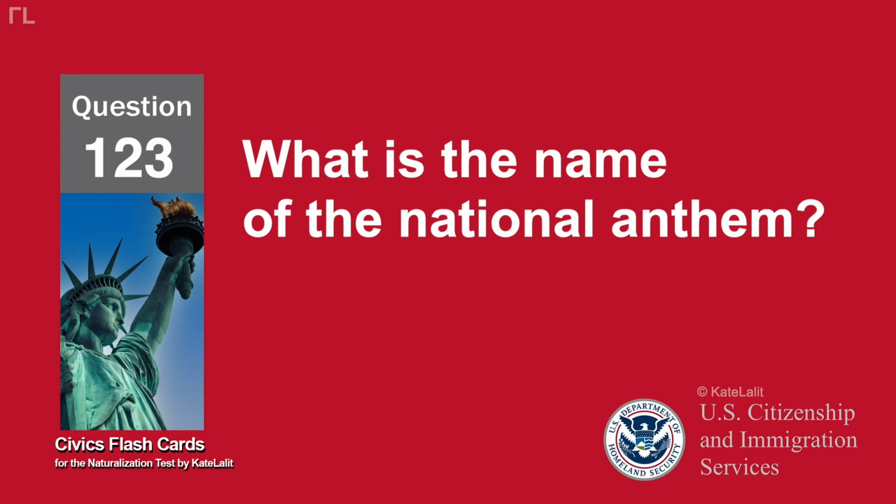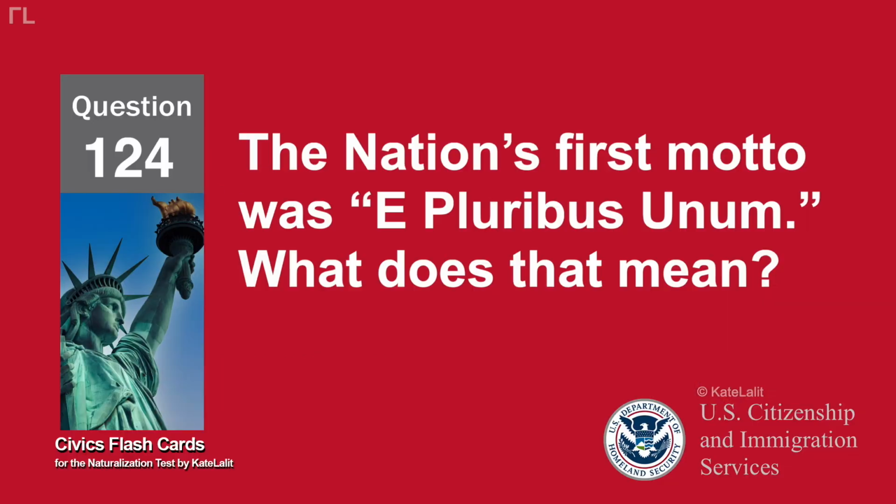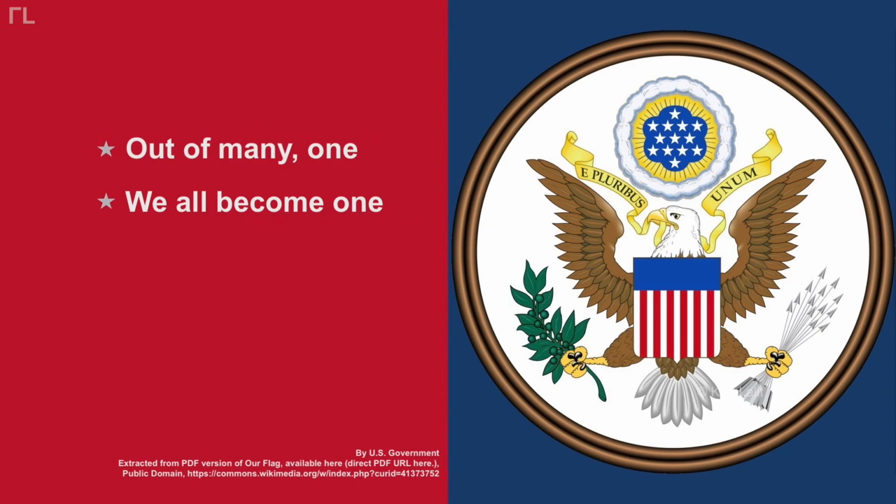What is the name of the national anthem? The Star-Spangled Banner. The nation's first motto was E pluribus unum. What does that mean? Out of many, one. We all become one.